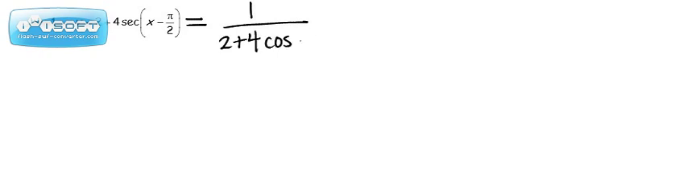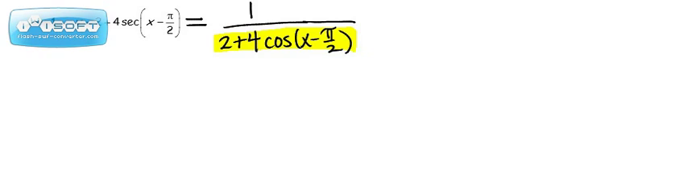In this first example, we are going to graph y equals 2 plus 4 secant times the quantity of x minus pi over 2. So secant is the reciprocal of cosine. So this is equivalent to 1 over 2 plus 4 cosine of x minus pi over 2. So please remember that this is the function we're going to graph.